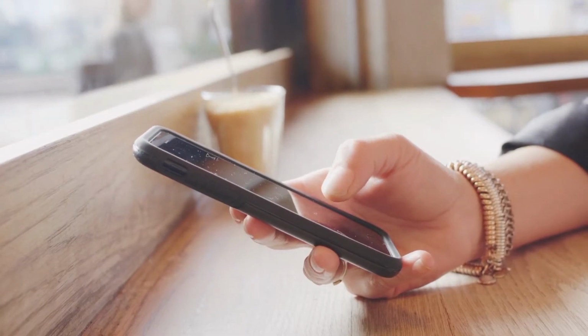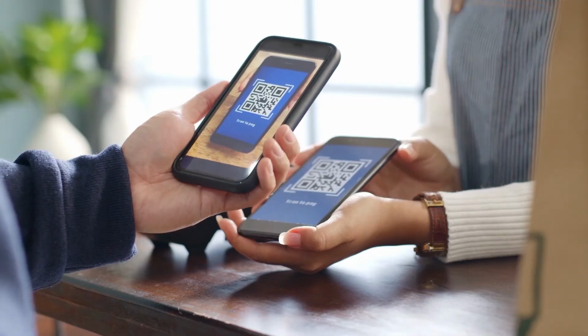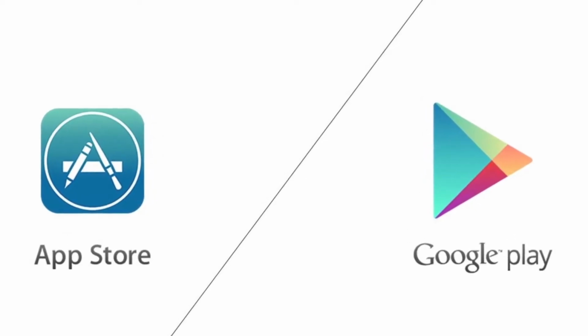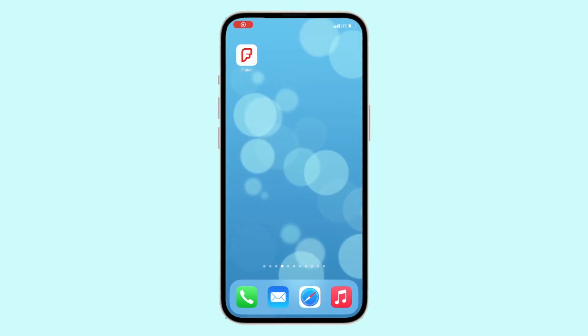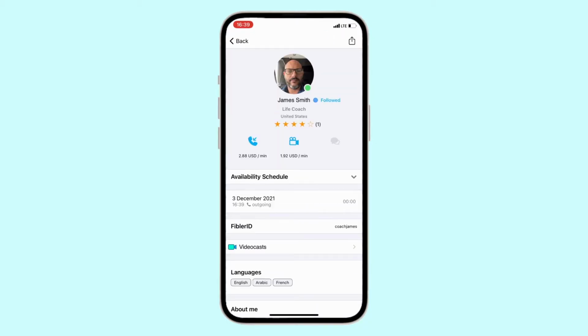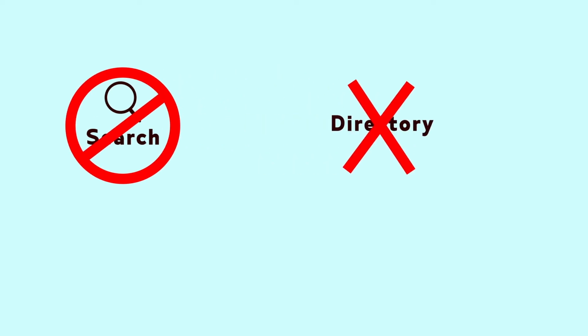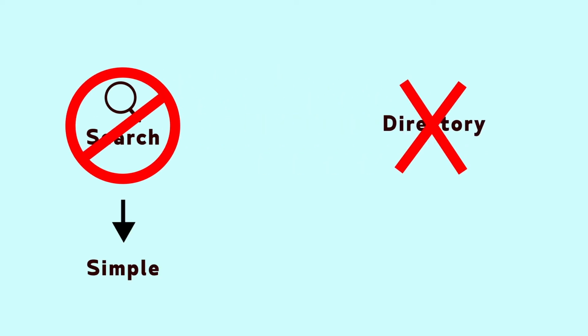When your leads click on your Fibler link or scan your QR code, they will be redirected to download the Fibler app from their respective store, if they don't have it already, and then straight to your profile in Fibler. They won't need to search for you inside the app, neither will they be able to search for other experts. This simplifies how they can reach you and keeps your clients exclusively yours.